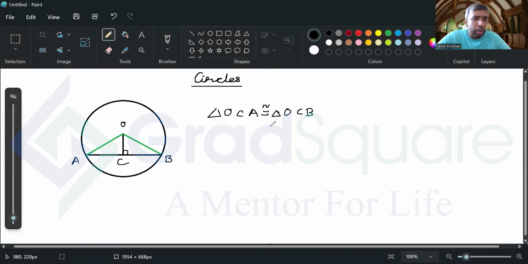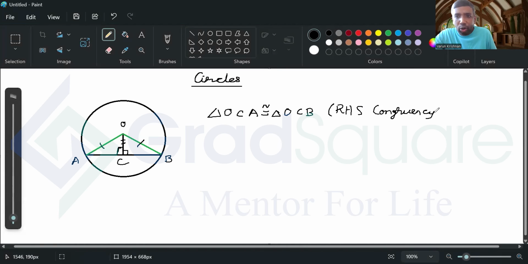How do you know that they're congruent? Because right angle, one angle is equal. OA and OB both are equal because they're the radius of the circle, so radii are always going to be equal. And OC is a common side. So by RHS congruency, these two triangles are going to be 100% congruent to each other.